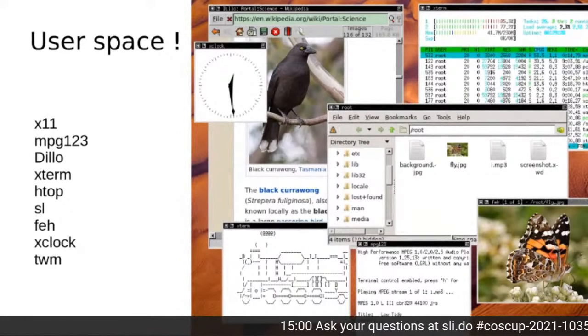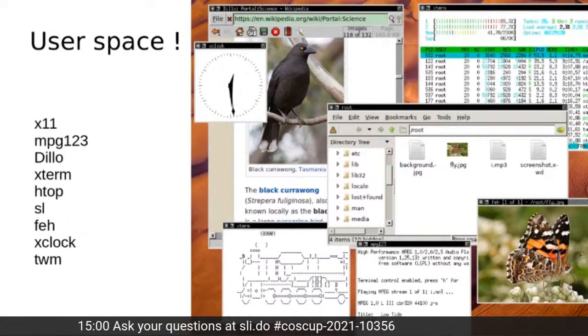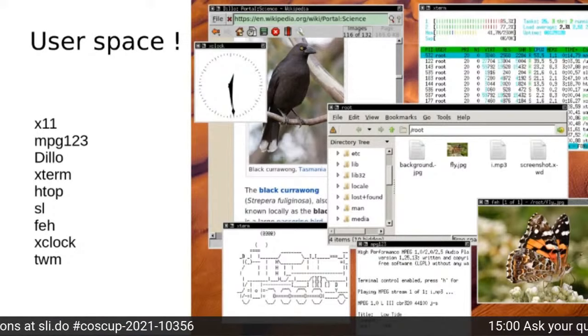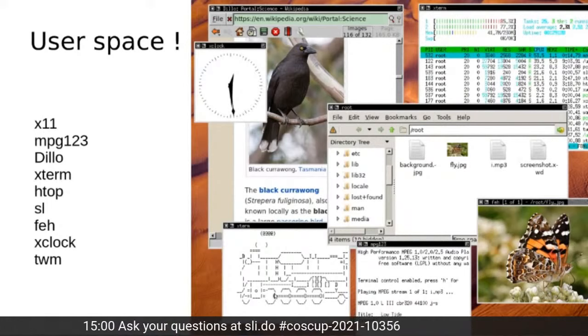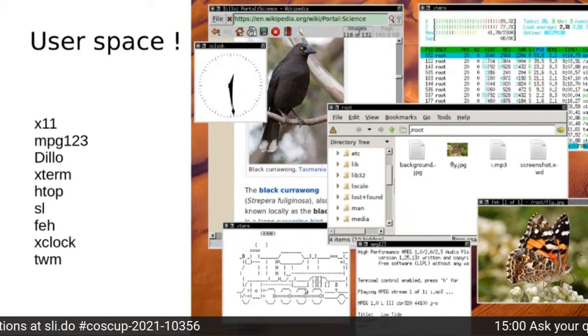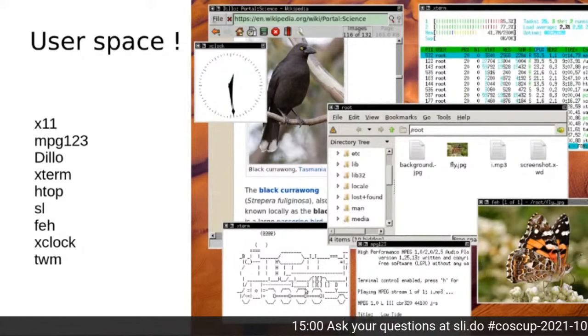Like that's an instance with mainly X11, where there is an MP3 file which is streamed to a USB headset. We have a web browser, we have htop, we have an image viewer, very important. I mean, yeah, and it runs at a decent, fluent level.